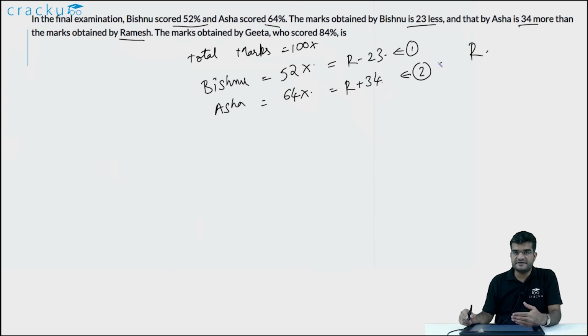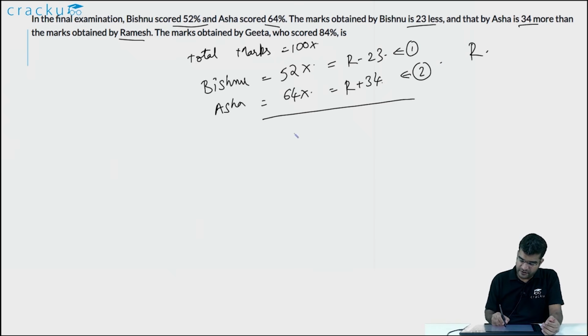So if you subtract the first equation from the second equation, we are going to get that 12x, which is 64x minus 52x, is equal to 34 minus of minus 23, which is equal to 57. And R gets cancelled in both the equations. We are asked to find out the marks obtained by Geeta, who scored 84% of the marks. So we are required to find out what is the value of 84x.